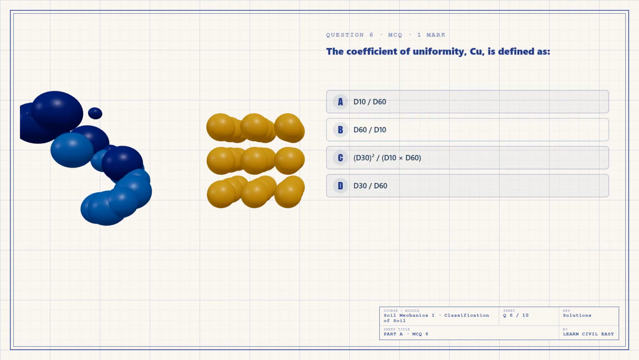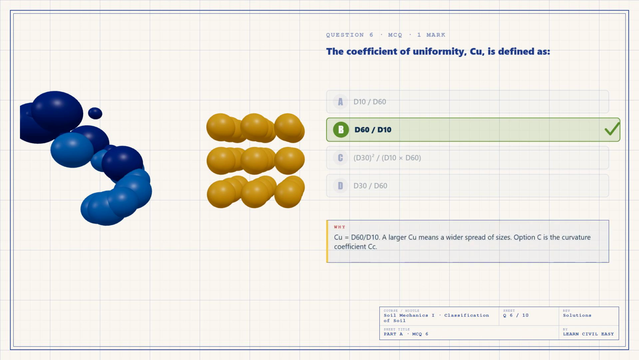Question 6. The uniformity coefficient Cu is D60 divided by D10. Option B. The larger it is, the wider the range of particle sizes. Careful, option C is actually the coefficient of curvature, Cc.